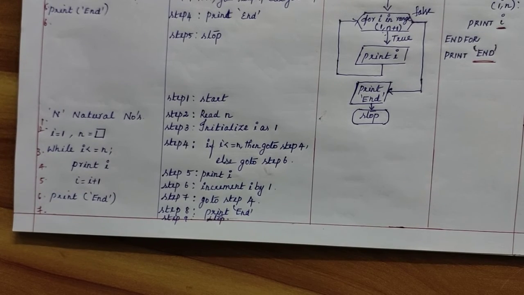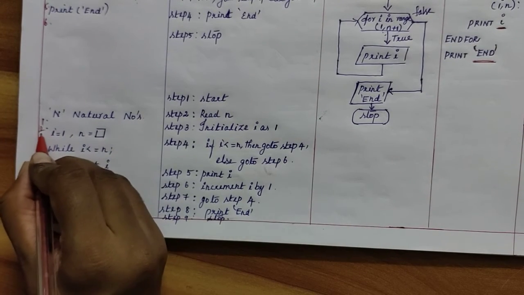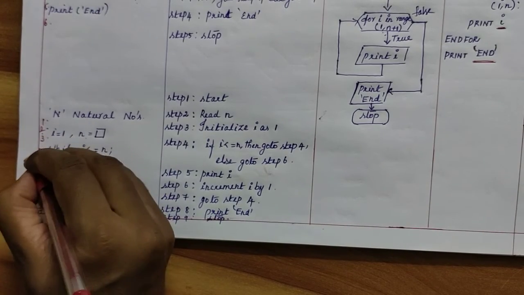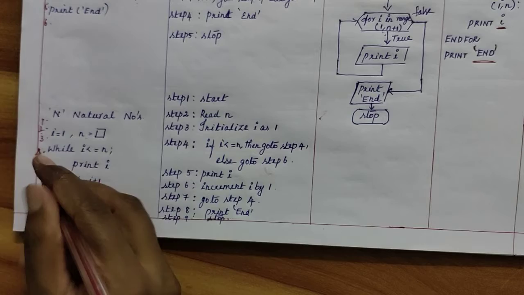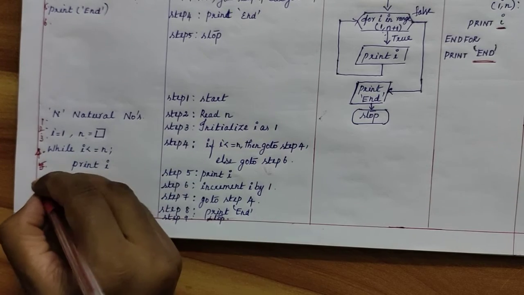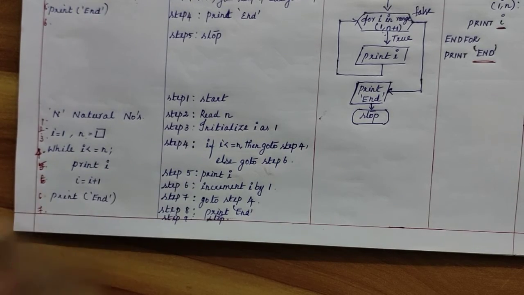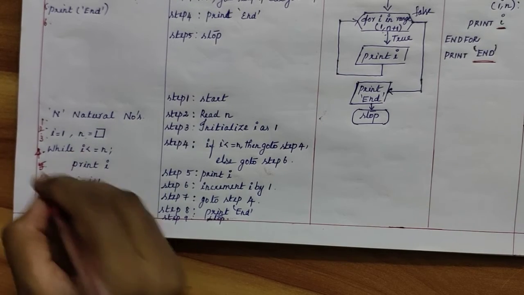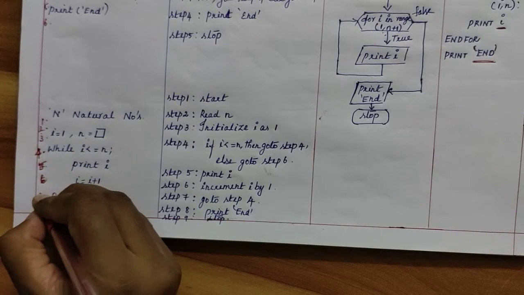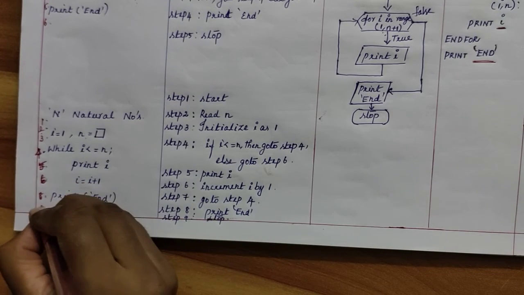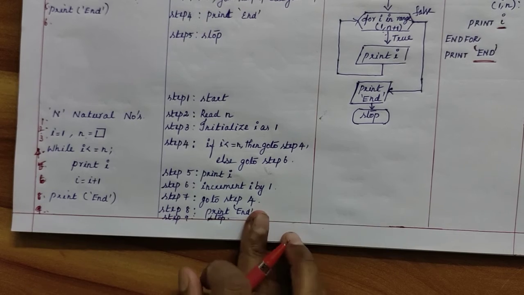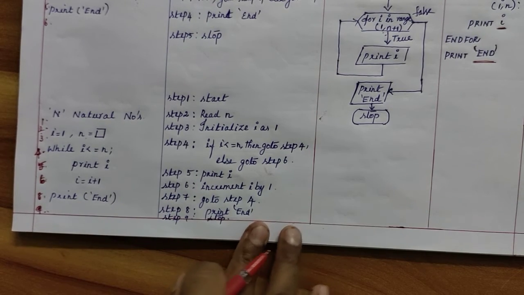So here the second step is input, and the third one is for initialization, and the fourth is for while, and the 5th is for printing, and the 6th is for incrementing, and 7 is for go to 4, and this is for the 8th statement, and this is for our 9th, stop. Okay, so this is about the conversion of logic into the algorithm.